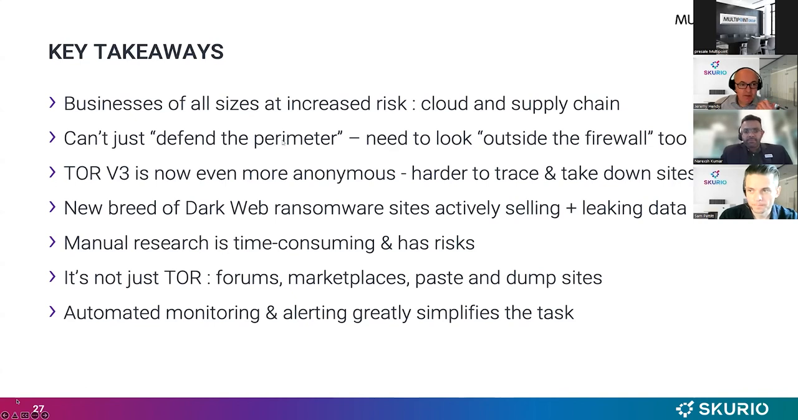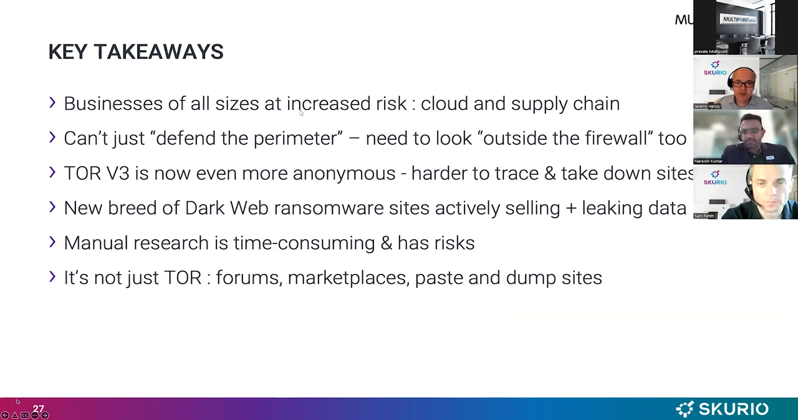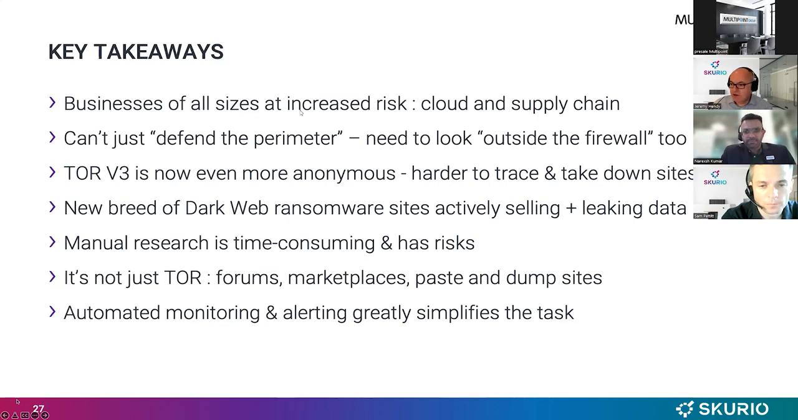So just to quickly wrap up, what we've seen is businesses of all sizes, including small and medium companies, are now at increased risk through their supply chains. The dark web itself is now even more anonymous, and harder to trace and take down those sites. Ransomware is a big issue for people. But most businesses can't afford to do this, and they don't have the time, the expertise or the budget. That's why the automated monitoring platforms from Skurio, as you've seen, are very easy to use and very affordable. We provide that capability to have a pair of eyes and ears outside the firewall, looking for your data and looking for threats to your business. So at that point, I'll hand back to you, Naresh.